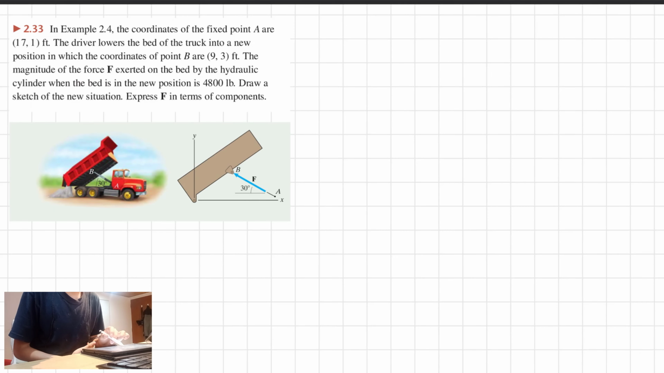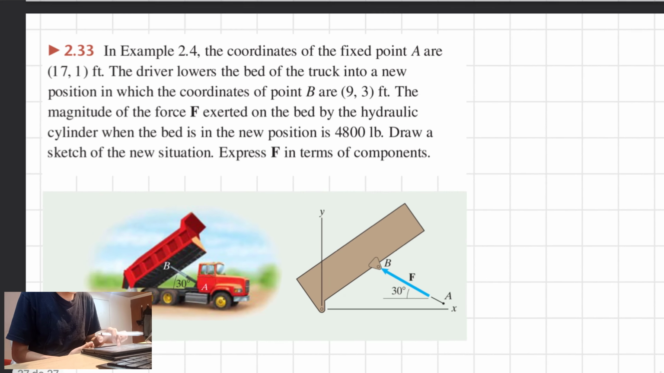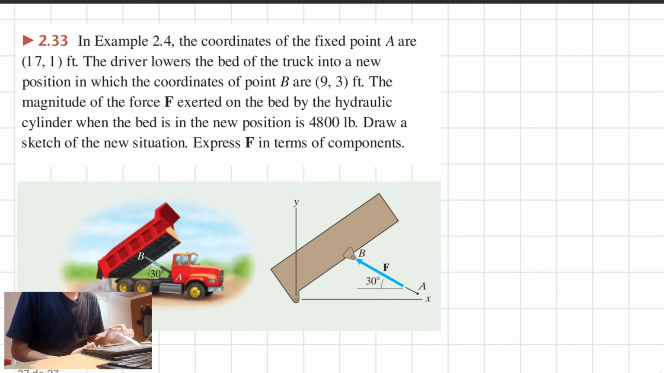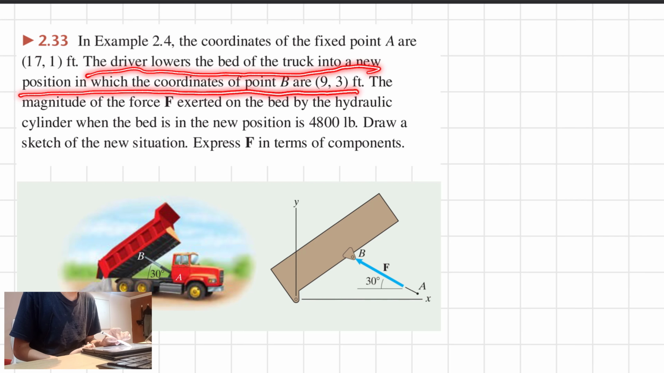Okay, we will solve the following exercise. Exercise number 2.33. In example 2.4, the coordinates of the fixed point A are 17 and 1 in feet. The driver lowers the bed of the truck into a new position in which the coordinates of point B are 9, 3, as well in feet.